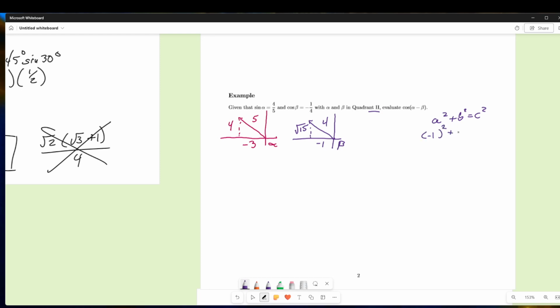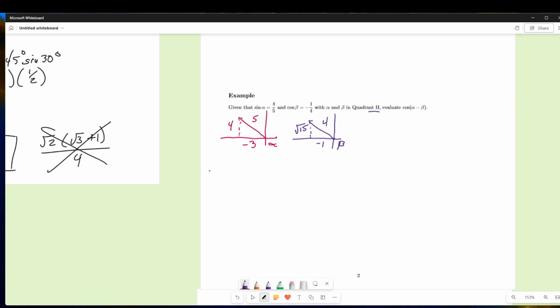-1 squared, if you want, plus b squared equals 4 squared. So b squared plus 1 equals 16. So b squared equals 15. So b is plus or minus the square root of 15. And because we're in quadrant 2, we need that y length to be positive. So we choose the positive value. And we've done that a bunch. Just thought we'd run through it and make sure my 15 was correct.